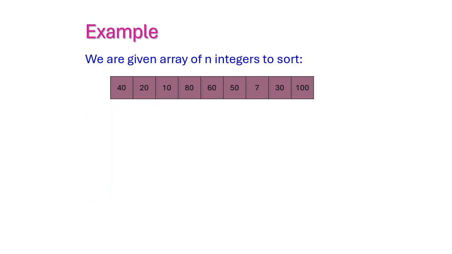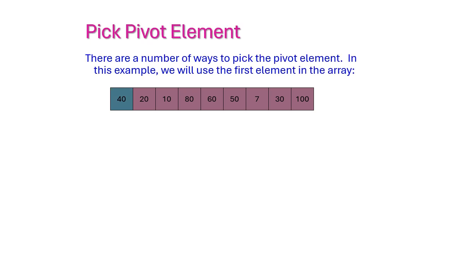Now let us see one example for this quicksort algorithm. The given data values are 40, 20, 10, 80, 60, 50, 7, 30, and 100. Now we need to sort these values by using quicksort. Initially, we first need to pick the pivot element. Here we will select the leftmost item as the pivot element. There are a number of ways to select the pivot element.